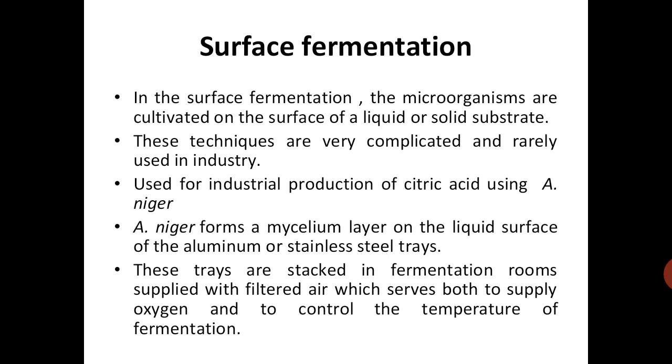This fungus forms a mycelial mat on the liquid surface in aluminum or stainless steel trays. Usually, surface fermentations are carried out in trays made up of aluminum or stainless steel. These trays are stacked in fermentation rooms and filtered air is supplied, which serves to supply oxygen and also helps to control the temperature of fermentation.